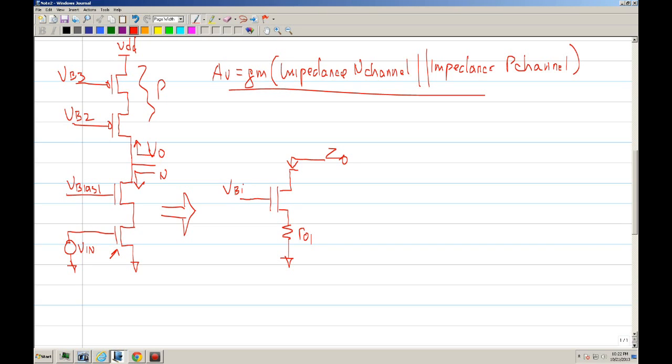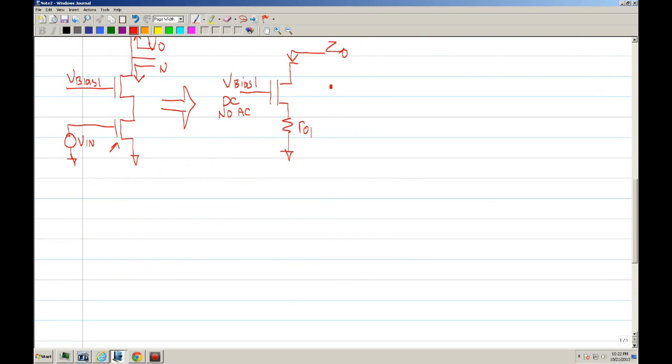Okay, so this is V bias, and V bias is basically a DC voltage. It's got no signal, no AC signal. So with this little simplification, we should be able to derive what the output impedance is.